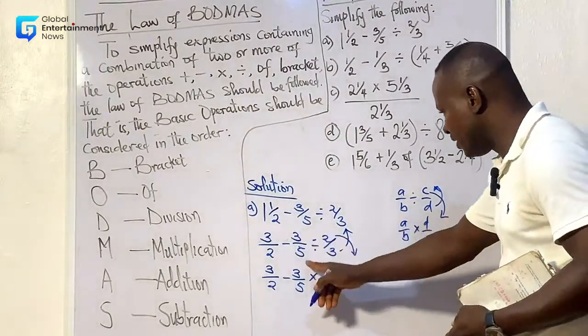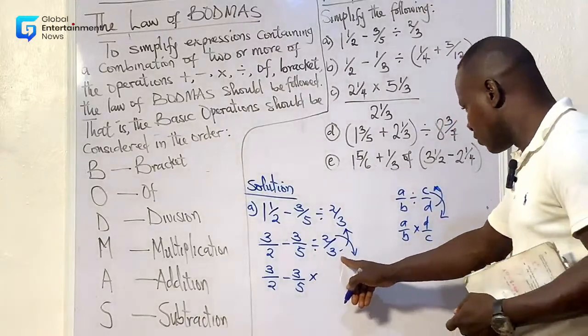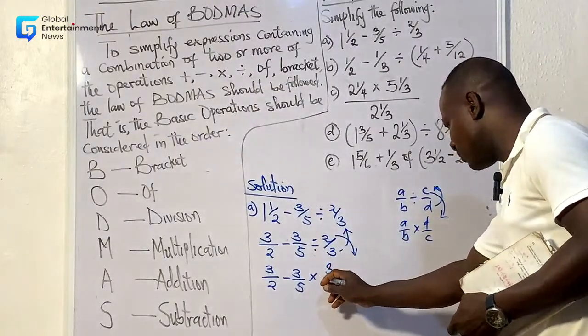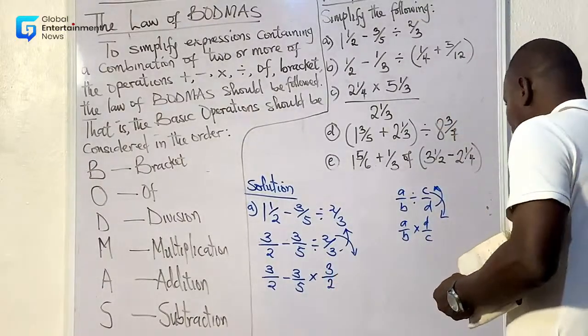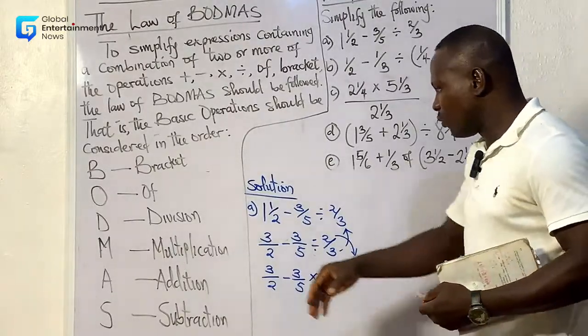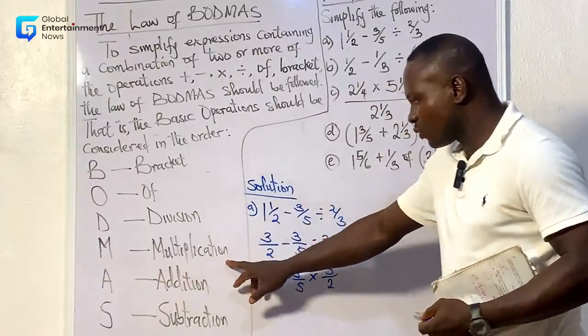That is the same thing we are going to do here. So we have 3 over 5. We have changed this division sign to a multiplication sign, so this one will go up and this one will come down. It will now be 3 over 2. So what do we do next? We are done with division. So what follows is M, which is multiplication.